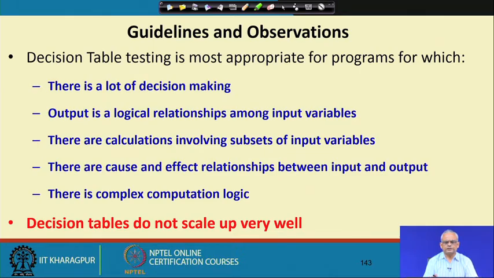The problems for which decision table based testing is applicable are those where, from the function, it appears that there is a lot of decision making, if-then-else kind of thing. The output is a logical relation among inputs, or there is a calculation involving a subset of input variables, or there is a cause and effect relation between input and output, or the computation logic is complex. In all these cases, we need to develop the decision table. But one thing we must understand is that developing the decision table when the number of conditions is large becomes very cumbersome, and we can make mistakes. So, for small problems involving few conditions, the decision table is very helpful to design the test cases.